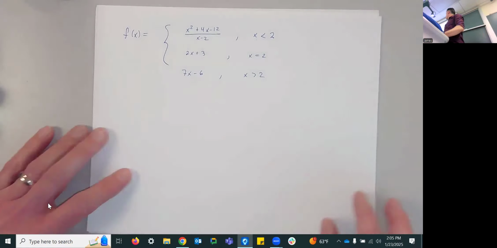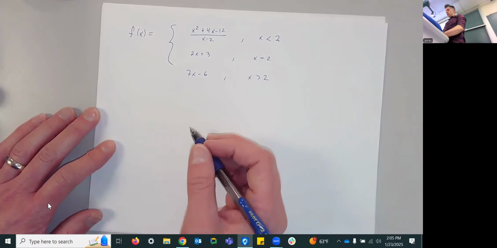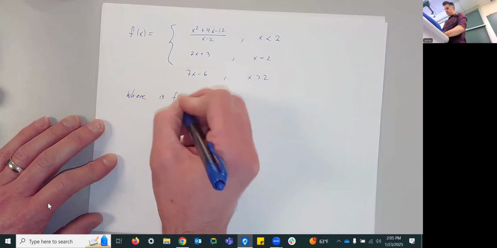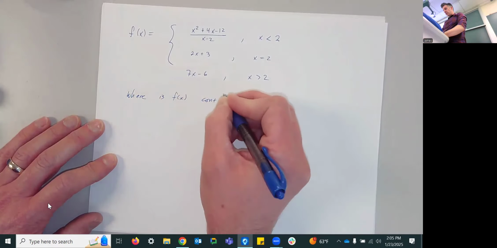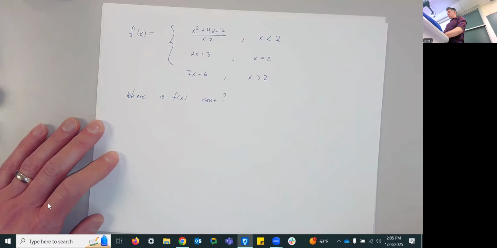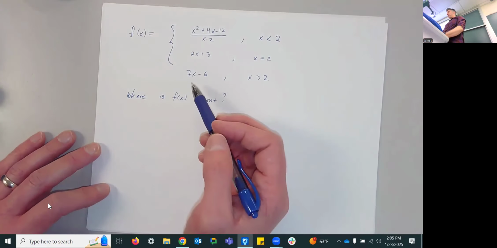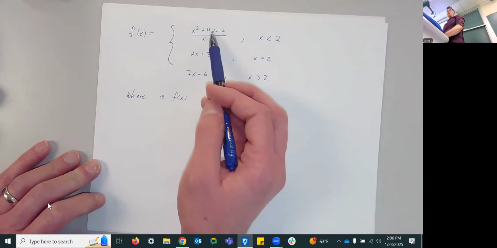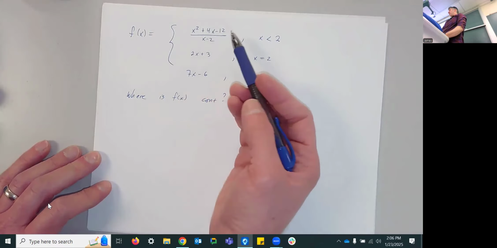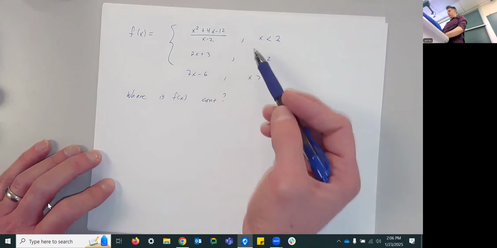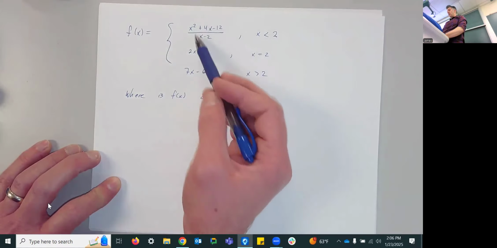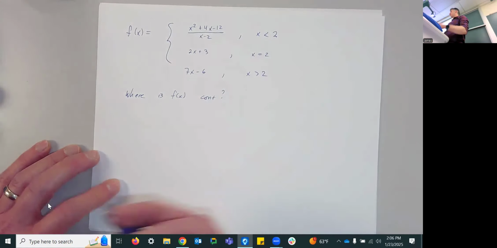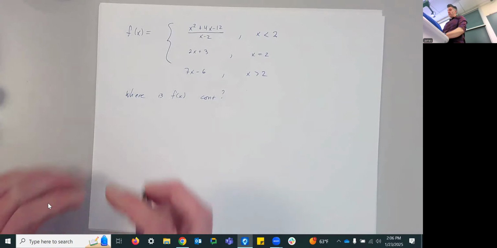All right, so same deal. We're going to ask ourselves the question, where is f of x continuous? And the only place we are concerned about continuity is at x equal to 2. Because certainly 7x minus 6 is continuous everywhere it's defined. Certainly 2x plus 3 is continuous everywhere it's defined. And certainly this rational function is continuous everywhere it's defined, which is everywhere except for x equal to 2. So 2 being the place where things are changing and being the only place where this function is having division by 0 is our only candidate for discontinuity. So let's see what happens.